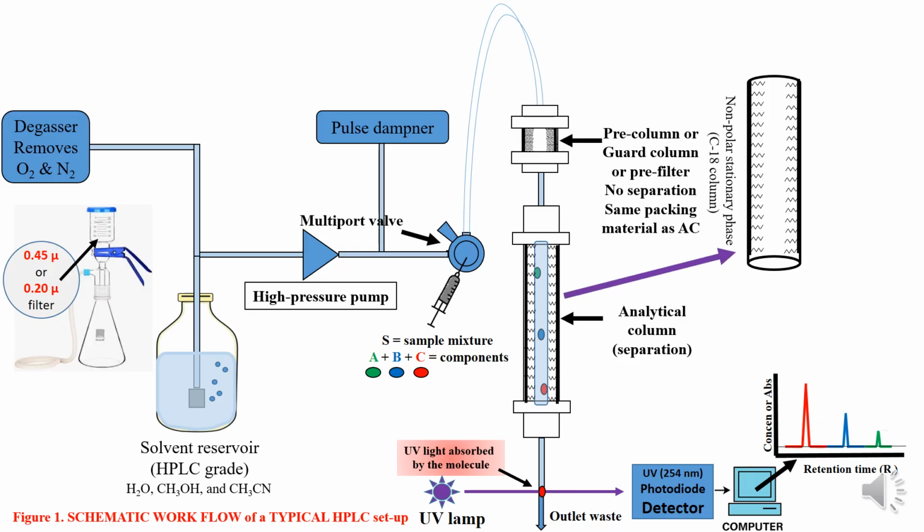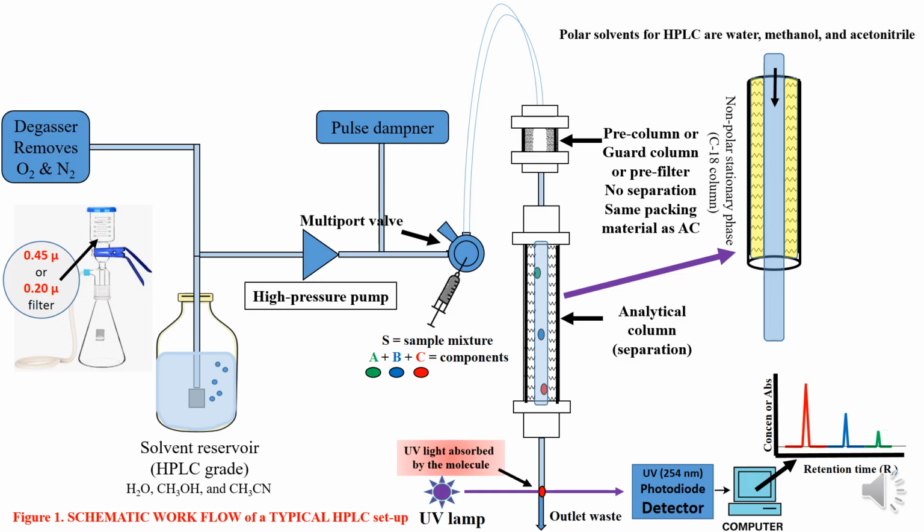And this is an enlarged diagram of the analytical column where the actual separation takes place. So the column is packed with a non-polar stationary phase shown as strands, through which the polar mobile phase is flowing. Now for the current experimentation, for the separation of the mixture ABC, we are making use of a polar solvent mixture comprising water, methanol and acetonitrile.